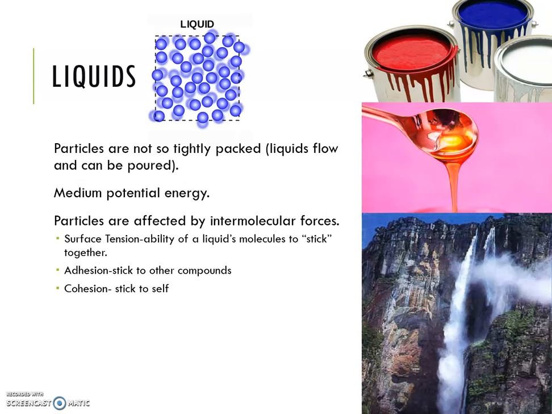Liquids, the particles are not so tightly packed because liquids flow and they can be poured. And there's some examples for you. They have a medium amount of potential energy. Particles are affected by intermolecular forces, so they have surface tension, which is the ability of a liquid's molecules to stick together. That's what allows bugs and other insects to crawl on the top of water. Adhesion is the ability of water to stick to other compounds, and cohesion is water sticking to itself. So this is what allows water and different liquids to sort of stick together and flow like you see in the waterfall or you see in the honey on the spoon.